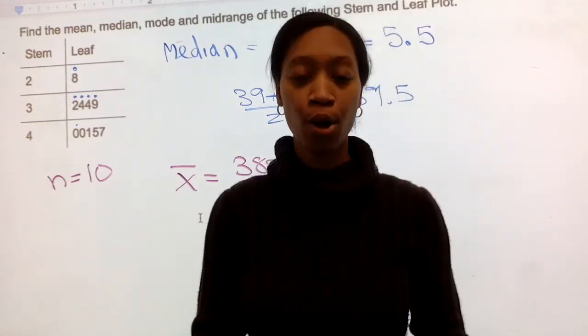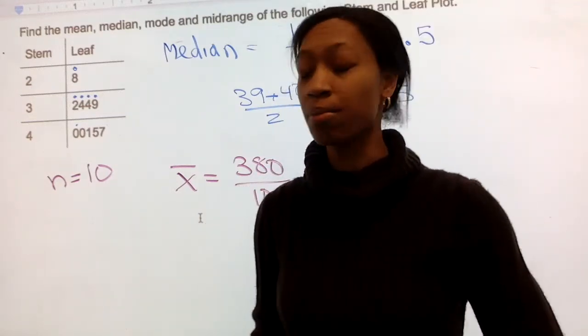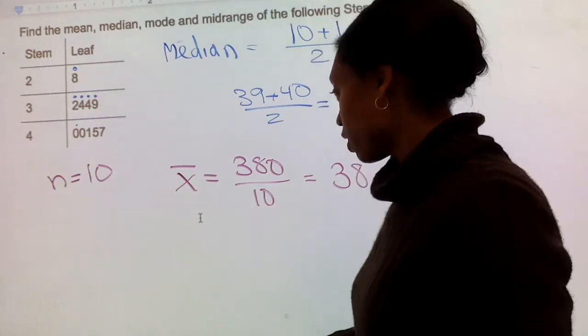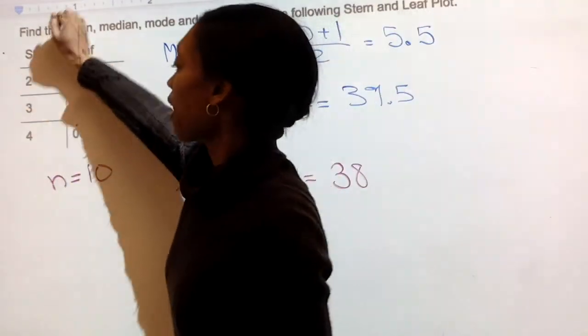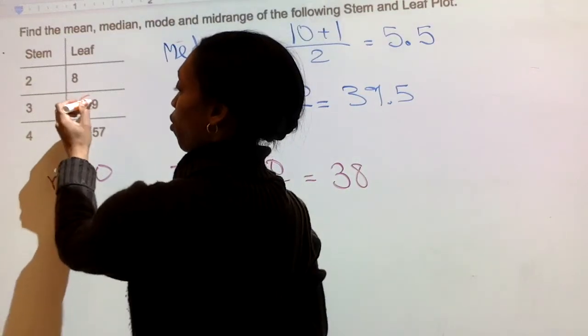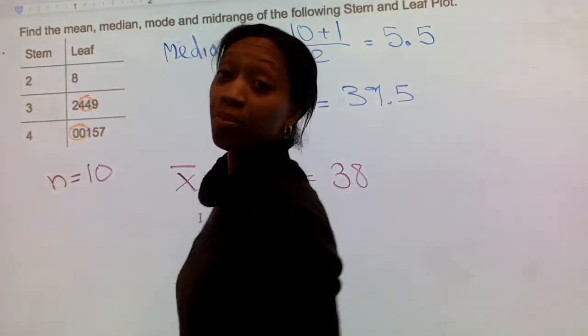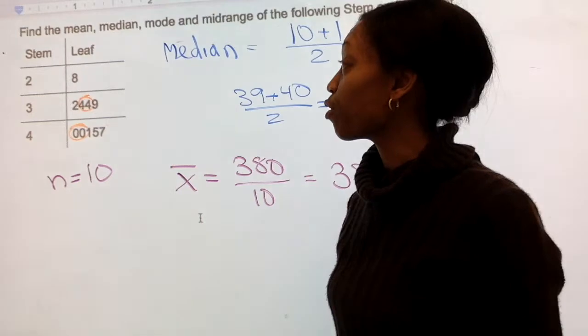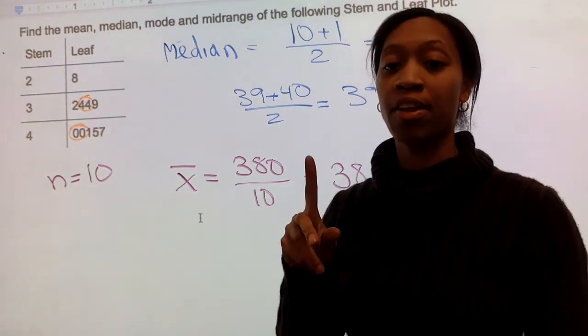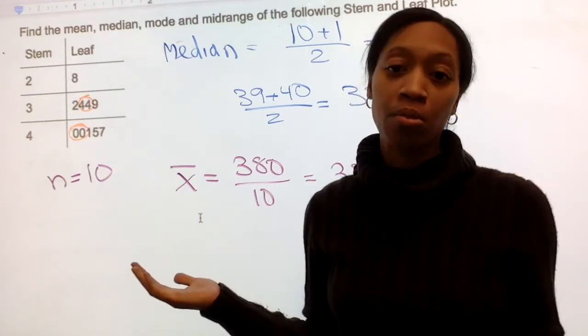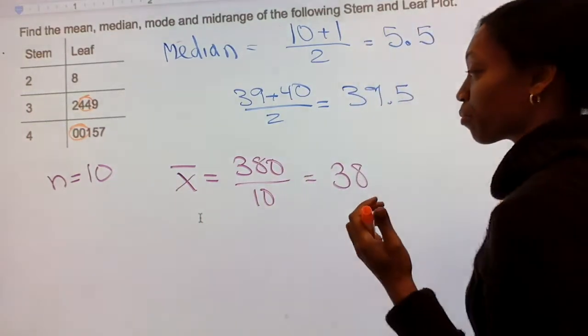All right, and then mode is the thing that occurs the most. As far as looking for what occurs the most, it looks like I have a tie between 34 and 40. So since there's a tie for what occurs the most, that means there is no one thing that occurs the most. So no mode for us.